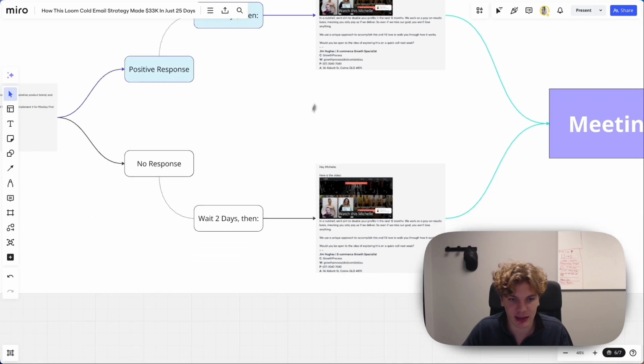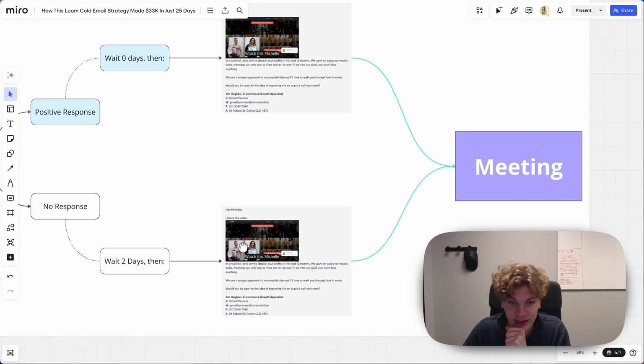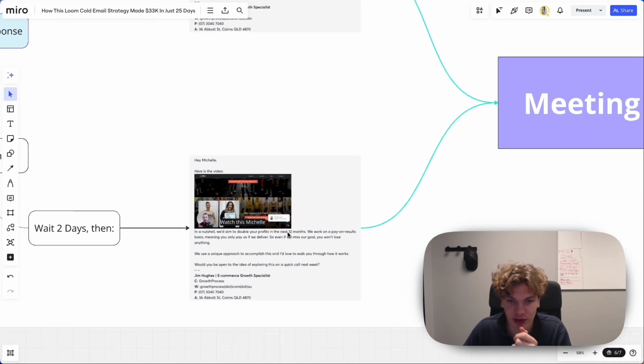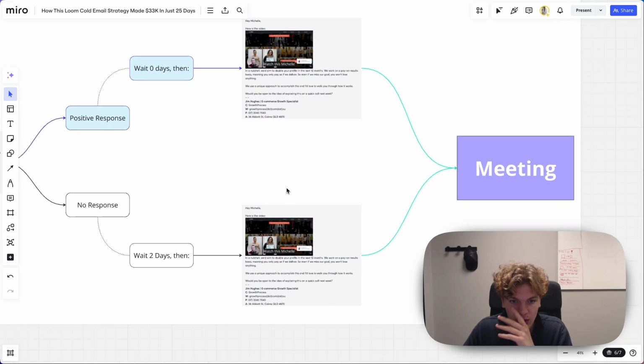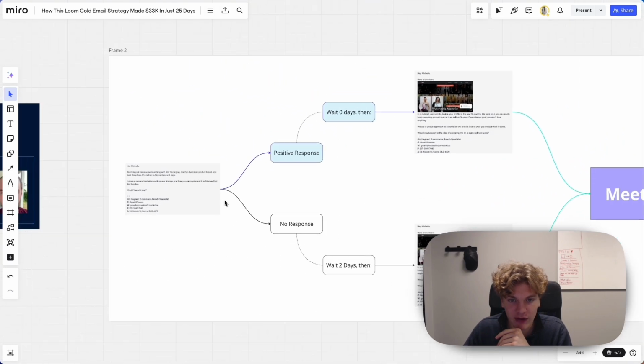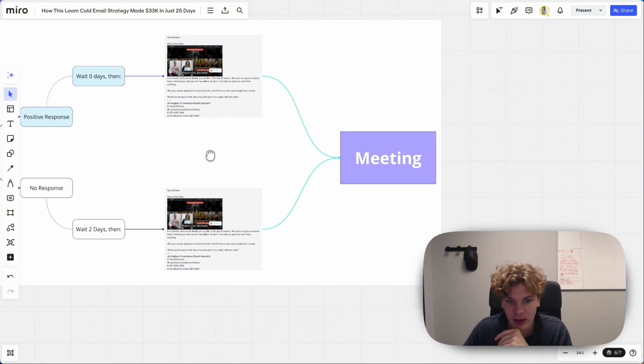The only difference is that these people haven't agreed to it and they receive it 2 days later, right? But other than that, it's the exact same copy, exact same video, exact same call to action. You get the idea. So whichever path they take, they'll still end up here, right? Meeting. And not all of them, obviously, but you get the idea.